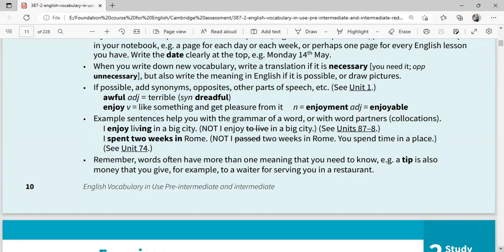I spent 2 weeks in Rome, not I passed 2 weeks in Rome. We must use spend. Don't use pass. You spend time in a place. Remember, words often have more than one meaning that you need to know. Example, a tip is also money that you give, for example to a waiter for serving you in a restaurant.